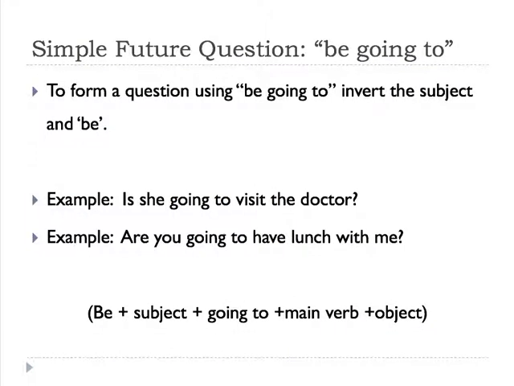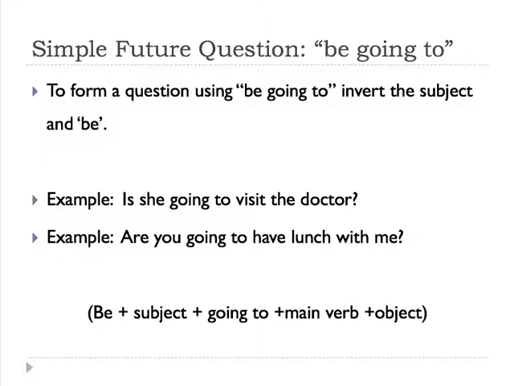Now, to make a question, we can refer back to our question formula. If you look back at the question formula, you'll see that you just invert or switch the form of the verb to be and the subject to make it fit into our question formula. So, for example, if you're going to form a yes/no question, it will just say, is she going to visit the doctor? Or are you going to have lunch with me?